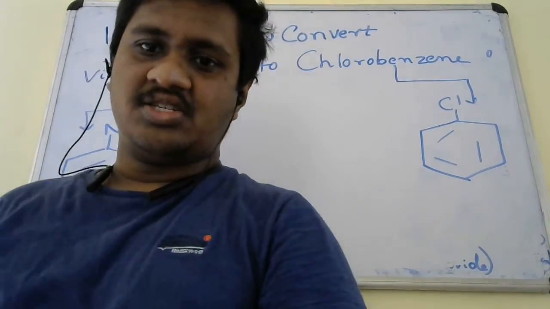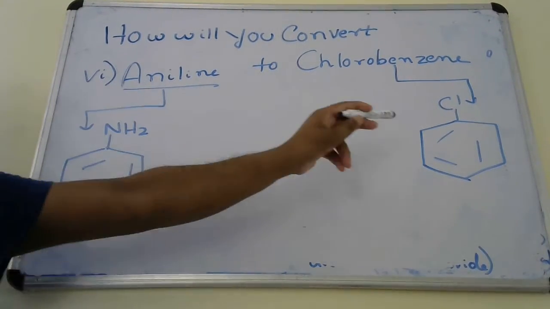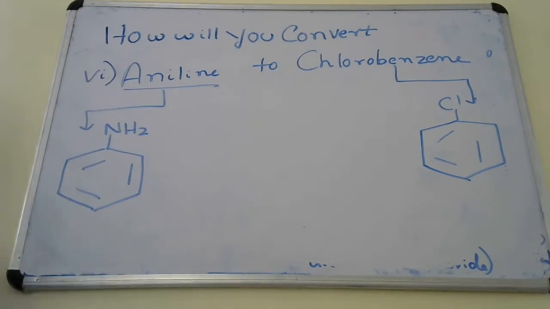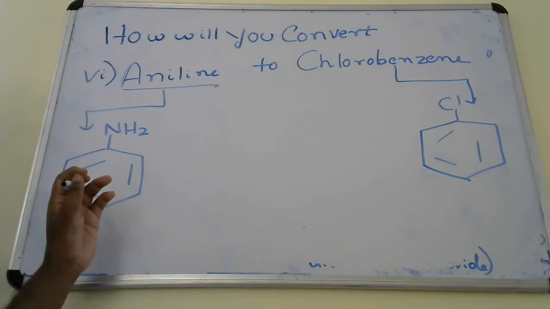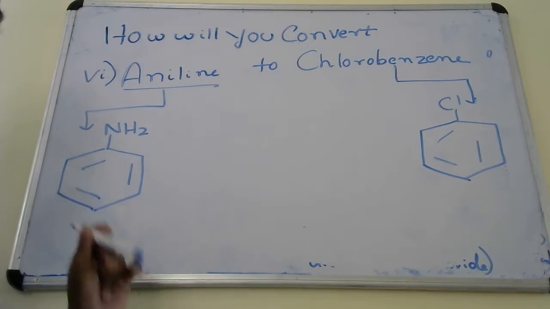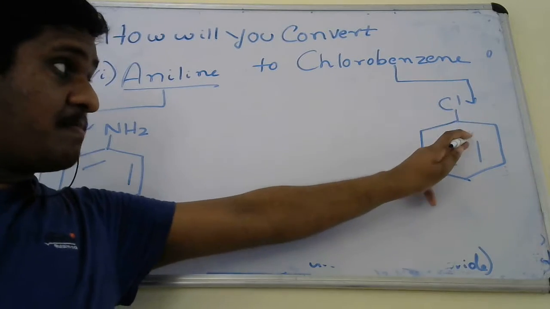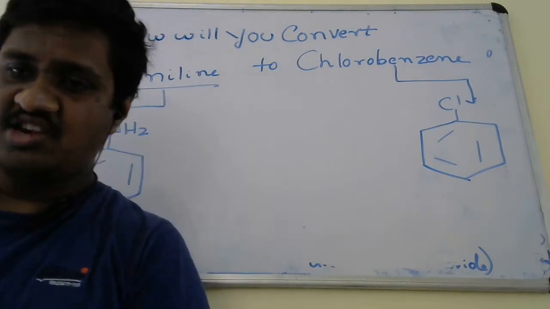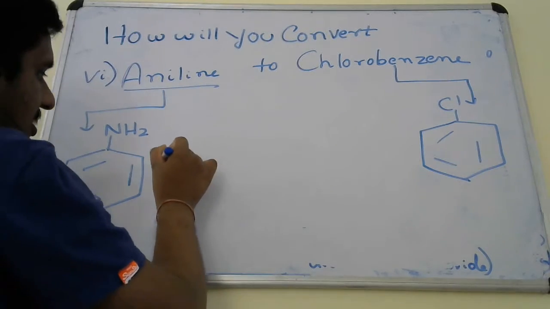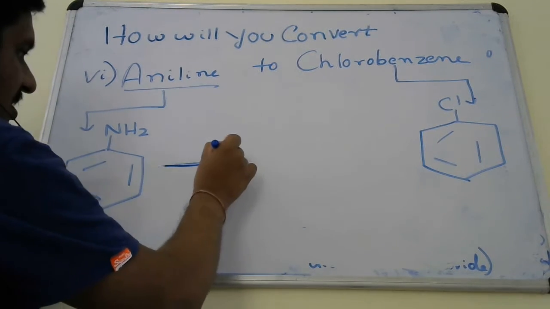Hello students. So now we will see another interconversion from aniline to chlorobenzene. We will draw the structures of the starting reactant and the final product. Our starting reactant is aniline, benzene with NH2, and the destination product is benzene with chlorine. So this is your aniline, this is your chlorobenzene. In two simple steps we can convert it.